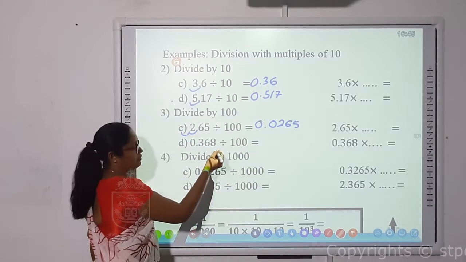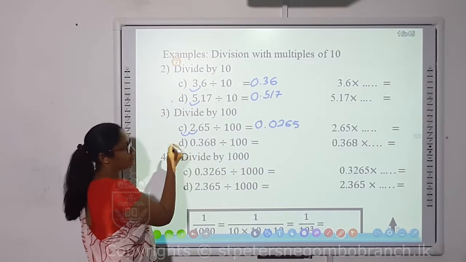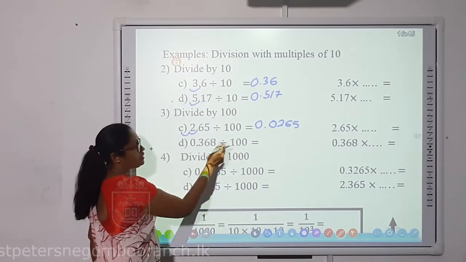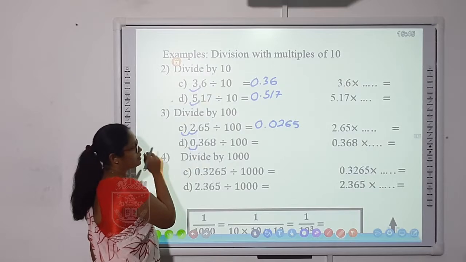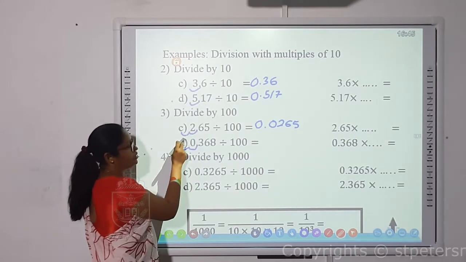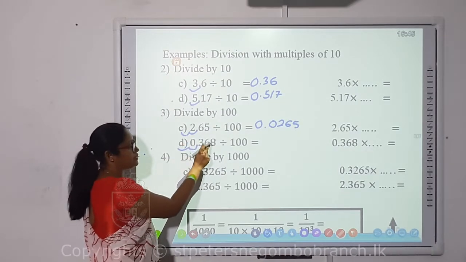Same procedure we have to apply for this case also, right? Shift the decimal place to the left hand side. So by 2 zeros, right? 2 places. So 1 and one more place should be there. For the blank you can put 0. So the answer will be what? 0.0368.